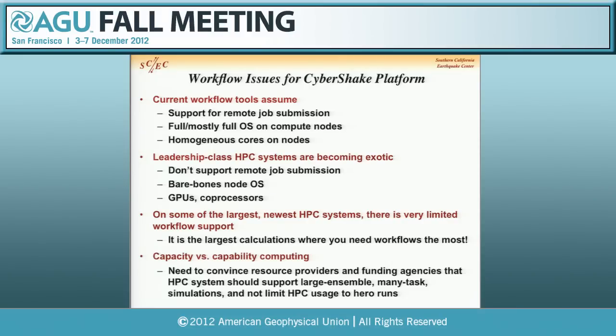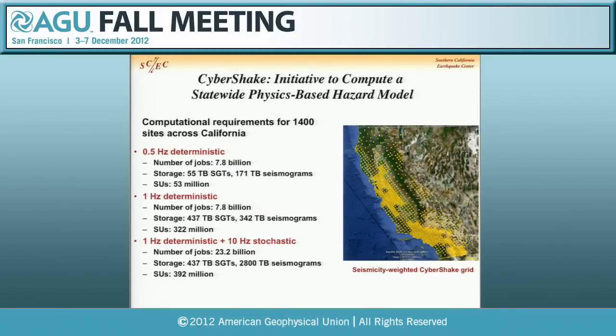I list this last point because the issue of capability versus capacity computing is important to us. And to show that, here's an example of a calculation that we are setting up to do. This is a California statewide CyberShake calculation, 1 hertz deterministic wave propagation up to 10 hertz stochastic. Just look at the cost there. It's of order 400 million computer hours, and you can see some very large data sets approaching half a petabyte, or more than half a petabyte, multiple petabytes for the complete data sets.